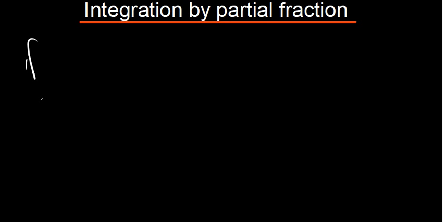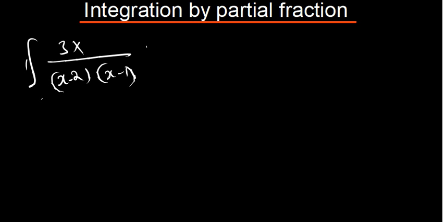Okay, so let's start. Let's say we have a function which is the integral over, let's have this, and then here let's put x minus 2, and then let's have x minus 1. Okay, then we have dx. So how can we resolve this one into partial fractions?